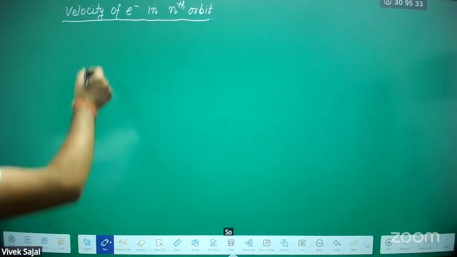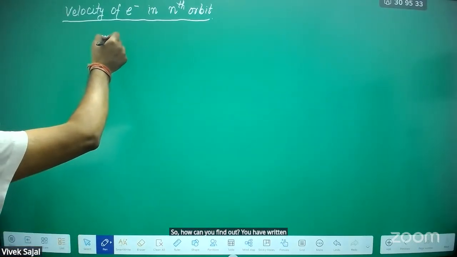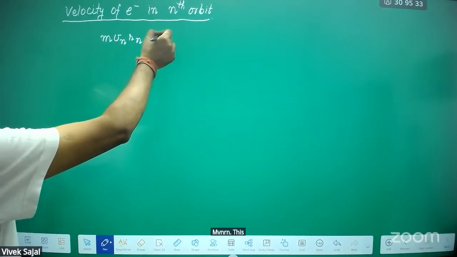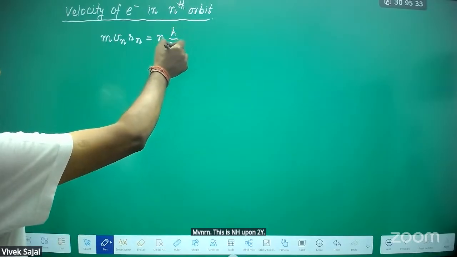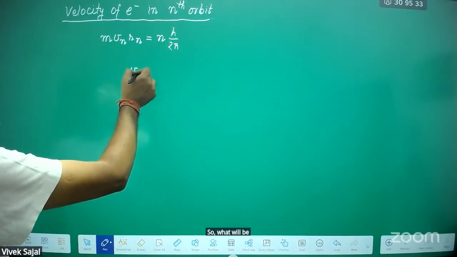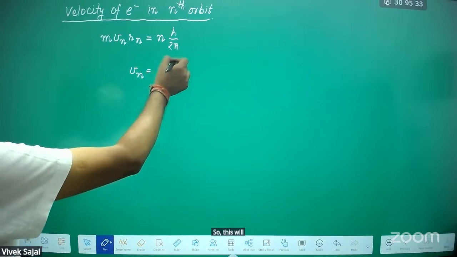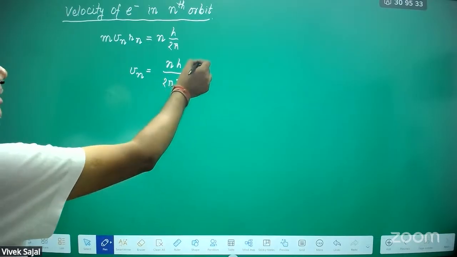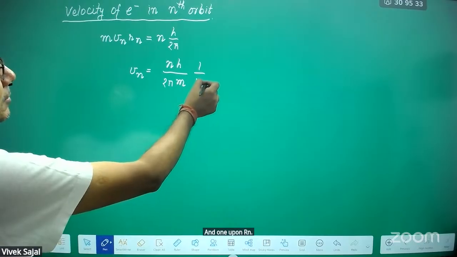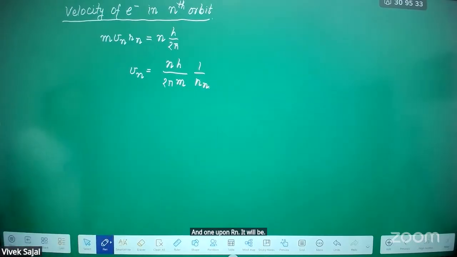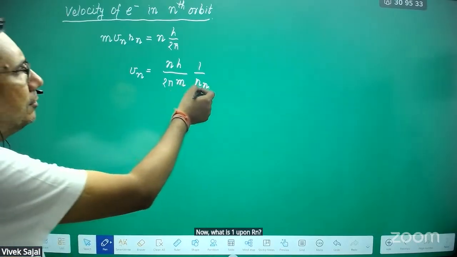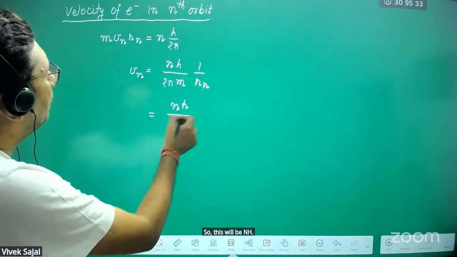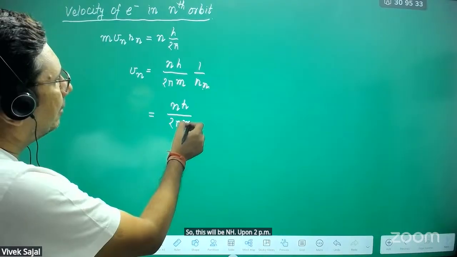So how can you find it out? You have written this formula: m v n r n equals n h upon 2 pi. So what will be Vn? We are interested in Vn. So this will be n h upon 2 pi m and 1 upon Rn. Now substitute the expression of Rn here. So this will be n h upon 2 pi m.